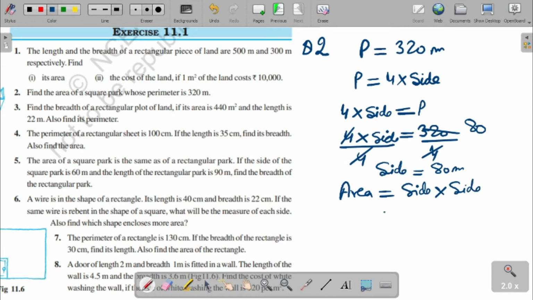So here the side is 80. So we write 80 into 80, or 6400. Okay? This is meter square. 6400 meter square. This is the area of the square in case of question number 2. Now let us move to question number 3.